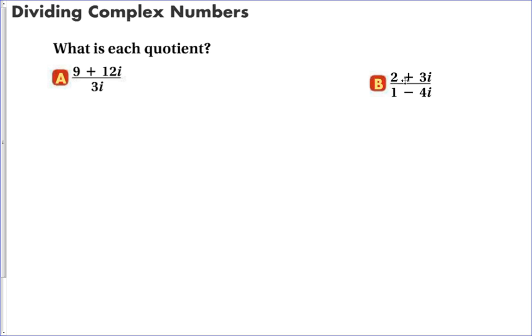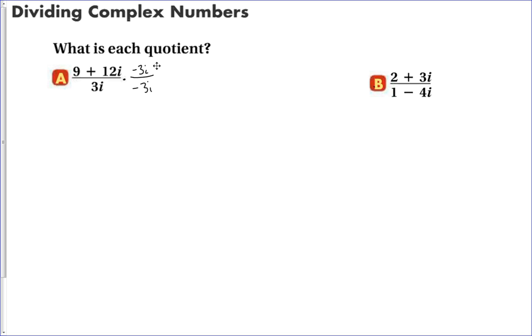All right, remember what I said? All you do is change the sign on your imaginary term. So if you look here, let's look at A. We have 9 plus 12i divided by 3i. So what we're going to do is change the sign of the imaginary term of the denominator only. So 3i would go to negative 3i. Now we're going to multiply the top and the bottom by that complex conjugate. So we're going to multiply the bottom by negative 3i. We're going to multiply the top by negative 3i.